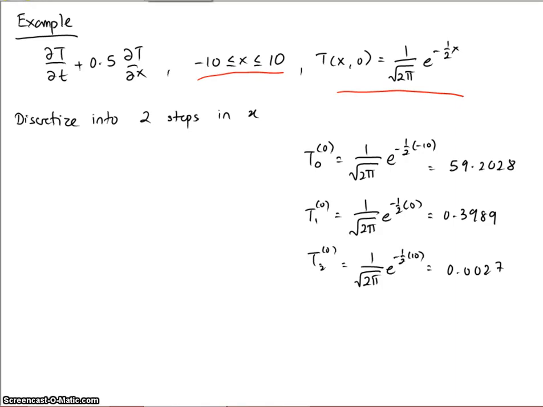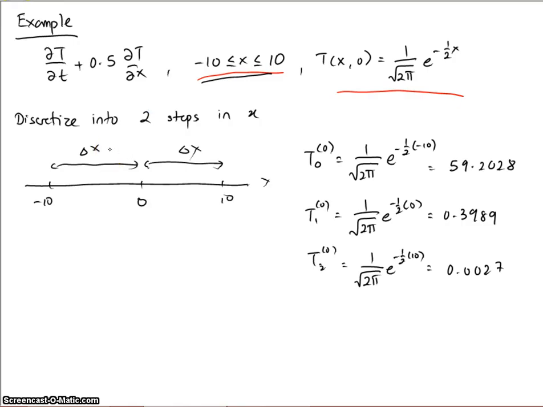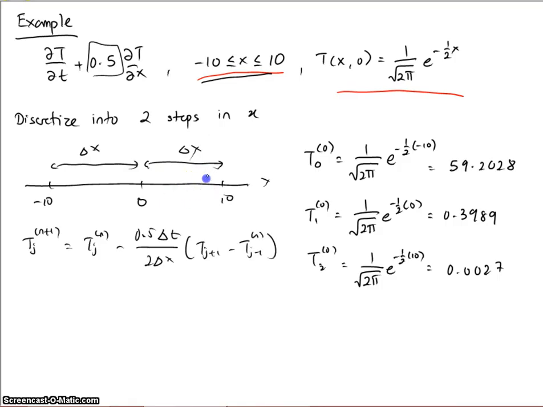So just for simplicity, let's say for our domain here, we discretize it into 2 segments. So if your domain is valid from minus 10 to 10, this would be your delta x, and this would be your delta x, meaning that the middle point here is 0. Okay, so if you recall from your FTCS scheme, you have Tj at n plus 1 is equal to Tj at n minus u. So u here is right now 0.5. So 0.5 delta t over 2 delta x, Tj plus 1 minus Tj minus 1 at time level n.